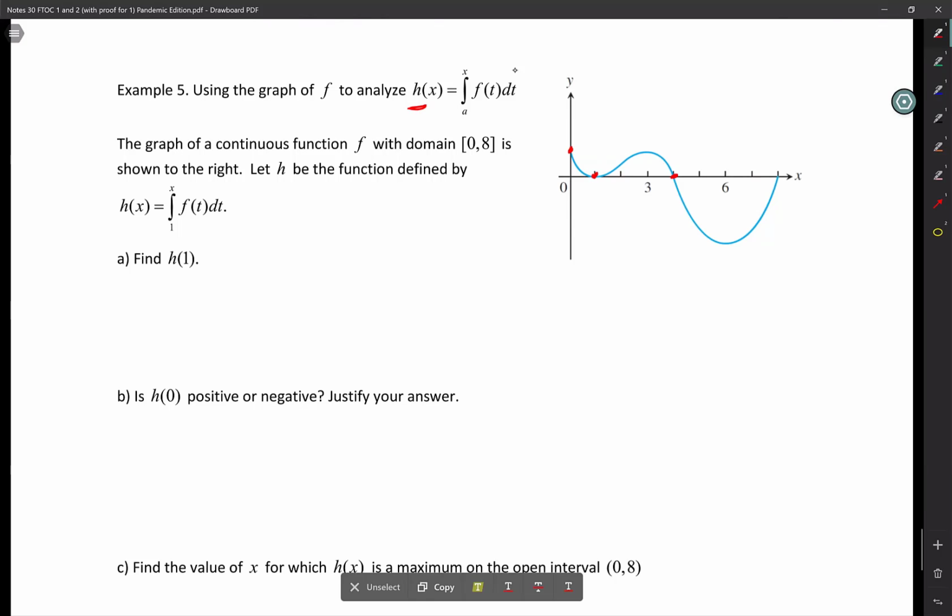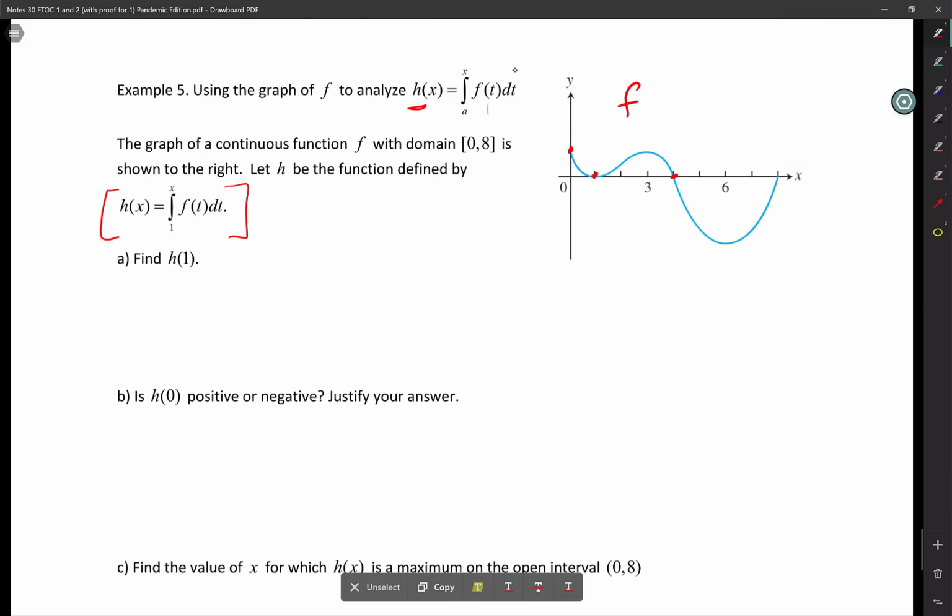So this graph, before you even start, label it. This is f. If you want to write f of x, that is fine. It's not a big deal. Remember, t is a dummy variable, so it doesn't matter whether it's f of t, f of x, f of g, f of u. It does not matter. I'm just going to put f. And it says, let h be the function defined by, and again, they're nice, they're telling us how h is defined.